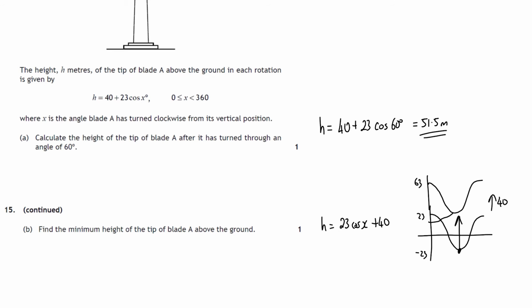My diagram's not perfect, but we'll put that in there, 17. Okay, so the whole thing shifted up, sorry, 17, not minus 17. So the diagram has shifted up 40 units. So the minimum height of the blade would be 17, just using that kind of formula there, above the ground. Oops, I've written that in part A rather than part B. There we go. Okay, and final question.